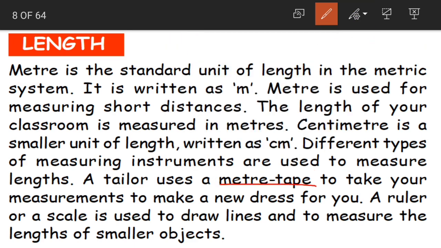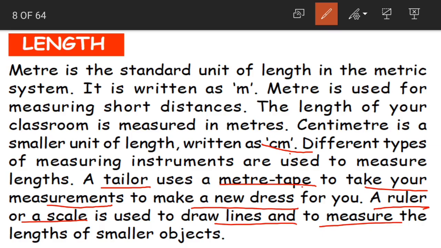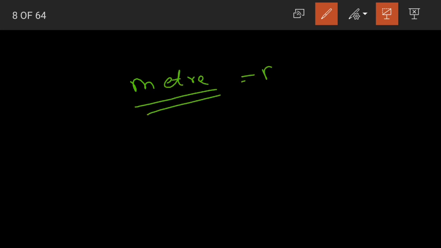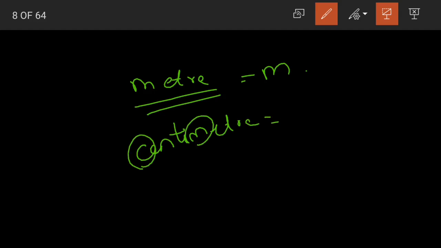Now that meter tape is used by a tailor to take our measurements to make a new dress for us. Now when it comes to centimeters, as we have discussed, a ruler or a scale is used to draw lines and also to measure the length of smaller objects. Understood, children? What is the difference here? What did we learn? We have meter as the standard unit of measurement. Meter is written as m. And then we have centimeter. Centimeter is written as cm.